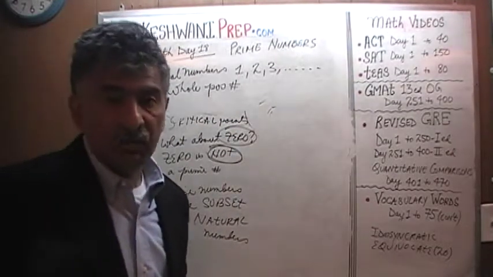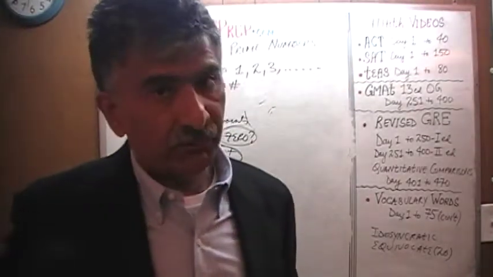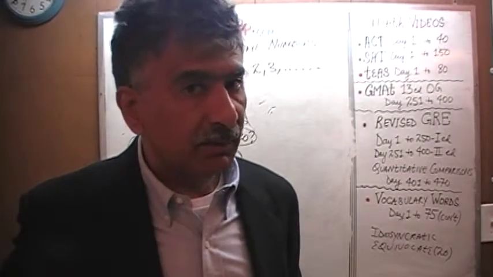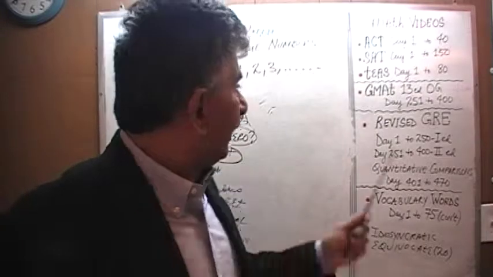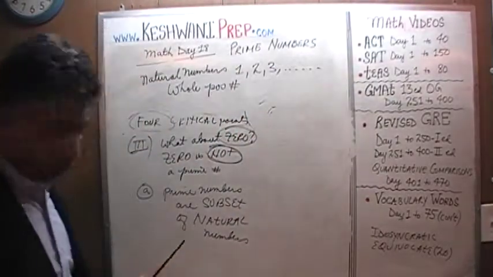Natural numbers start with one. They are all positive numbers because at that point we were not intelligent enough to think of quantities being negative. Now, why are they called natural numbers? Do you know why they are called natural numbers?